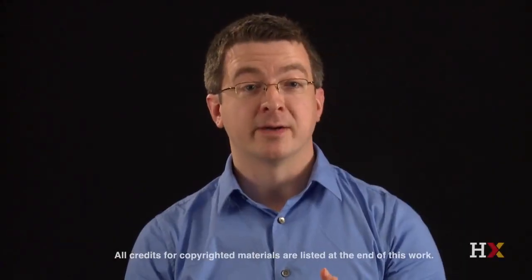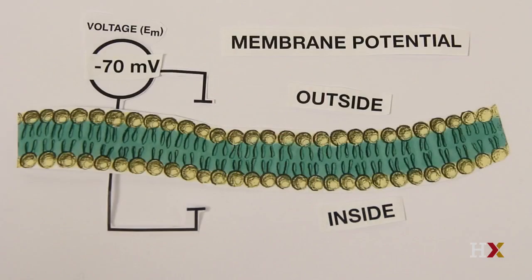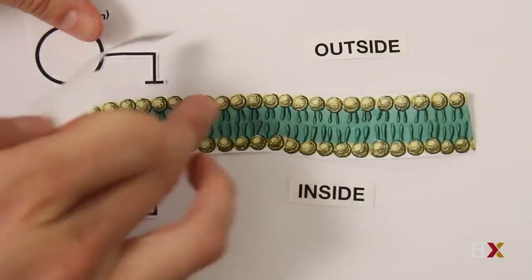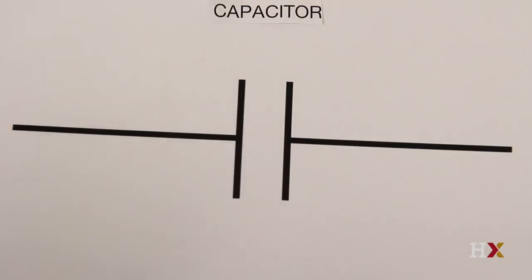Okay, now let's talk about capacitance. So we know that in a cell, we have two conductive regions of fluid, separated by an insulating membrane, with a voltage across either side of the membrane. If you've had some exposure to physics or electronics, you'll perhaps recognize that this arrangement is basically a capacitor.